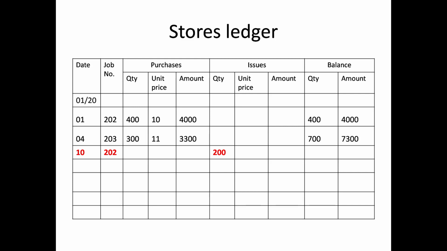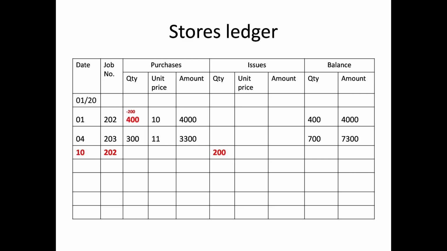Okay, what you are going to do now? Go to the job number 202 purchases part. What's the available quantity you have under job number 202? You have 400. Now you are going to issue 200 units out of that 400. So if you want, you can write down in small letters minus 200 on the purchases transaction.